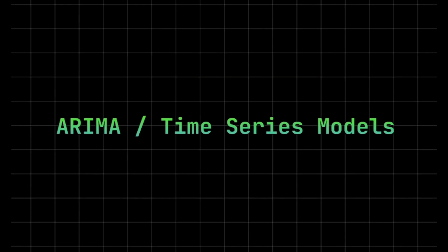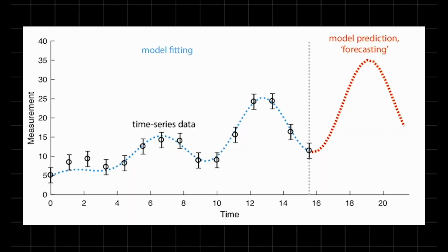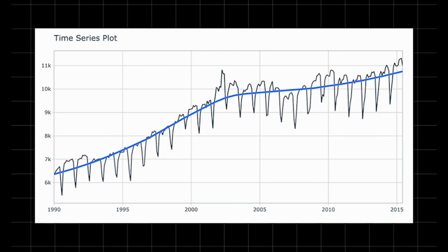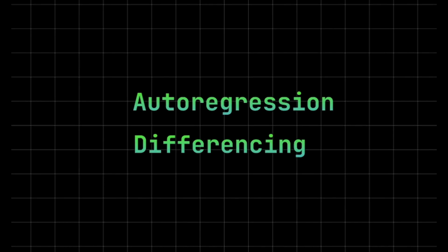ARIMA, or time series models. ARIMA, a powerful model for time series forecasting. ARIMA stands for Autoregressive Integrated Moving Average, is a versatile statistical model designed to analyze and forecast data points collected over time. It combines three essential components: autoregression, differencing, and moving average.